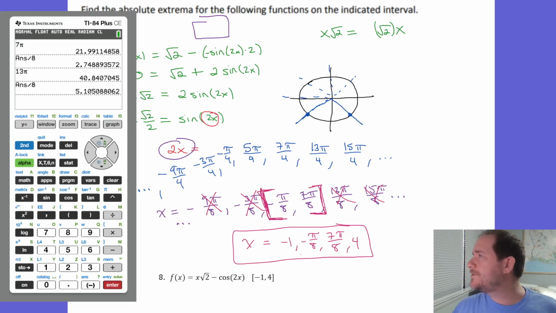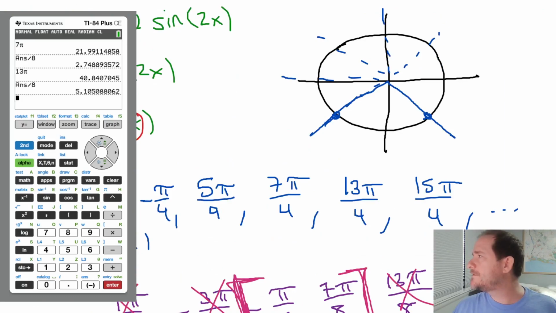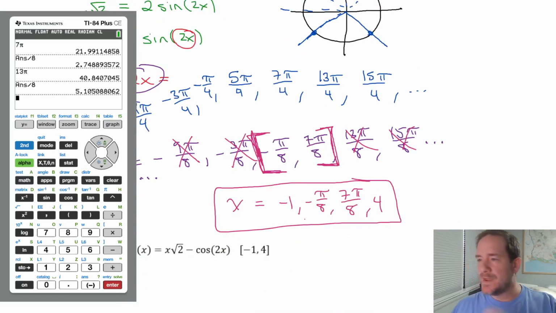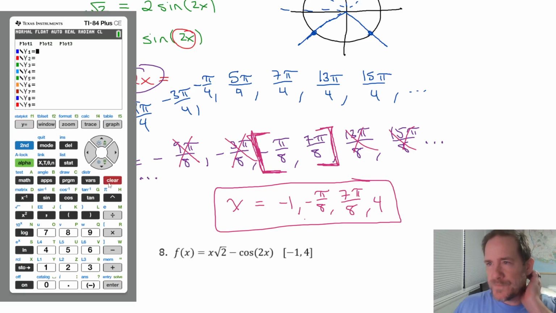So fit to width, scroll down. Oh, that's not what I want. Best fit, scroll down. Okay, so we've got our calculator. So the calculator makes this easy. We just go to y equals, clear out whatever's in there, plug in what we need, which is x root 2 minus cosine of 2x.